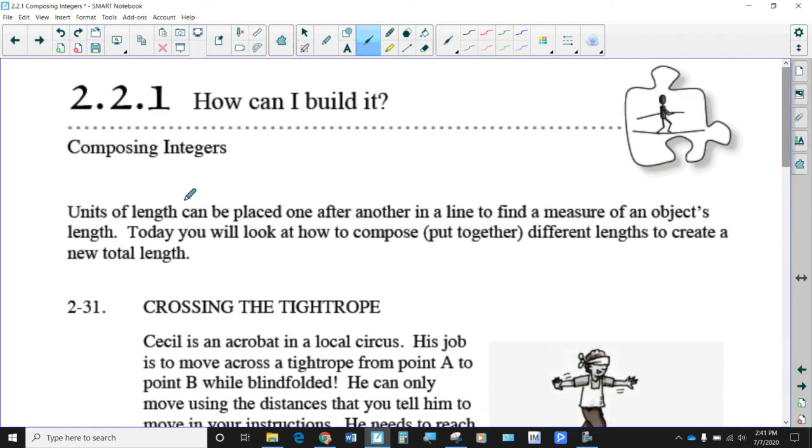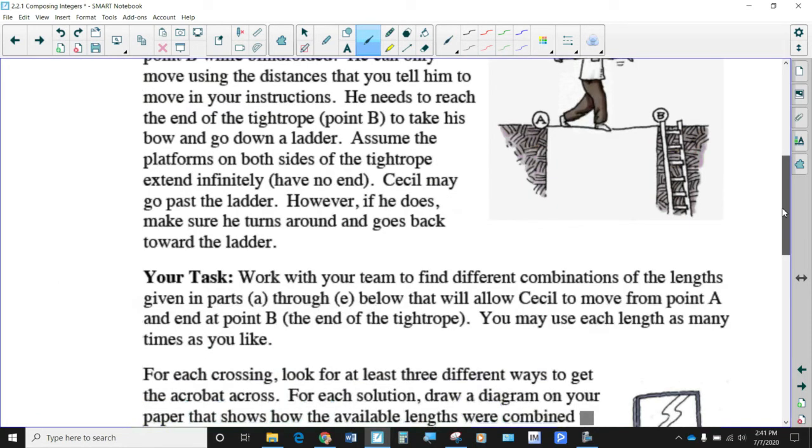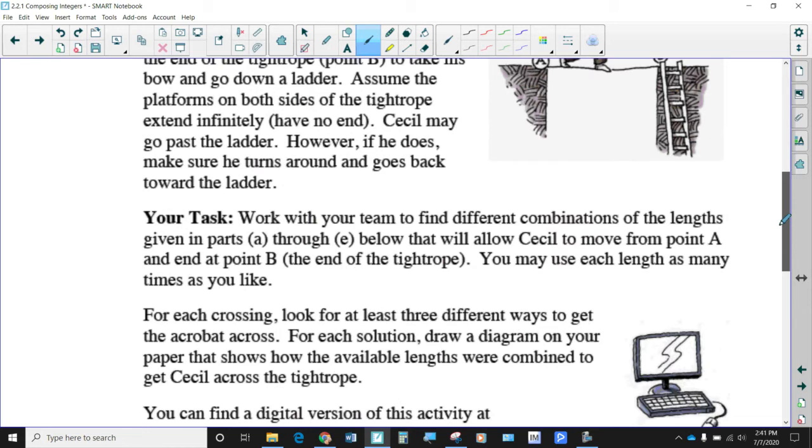All right, so units of length can be placed one after another in a line to find a measurement of an object's length. Today we will look at how to compose or put together different lengths to create a new total length, and all of these lengths are going to be integer lengths. Okay, so there's a lot of reading to be done here. I would rather just go ahead and describe what we're going to do.